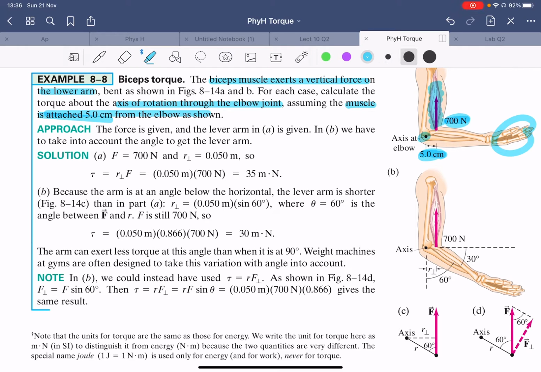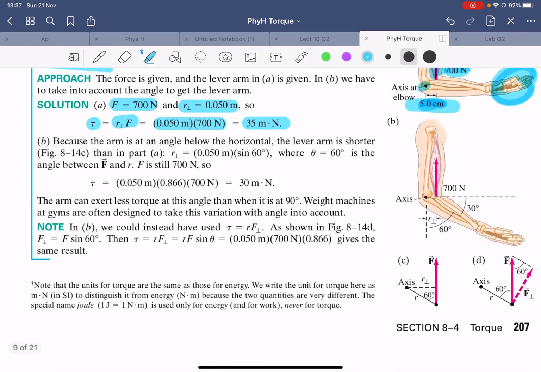So torque equals F times D, the perpendicular distance. So I have to convert this cm into meters. So convert that and multiply the two quantities out. You will get 35 Newton meters. So this is the value for the torque exerted to lift the object with your hands.